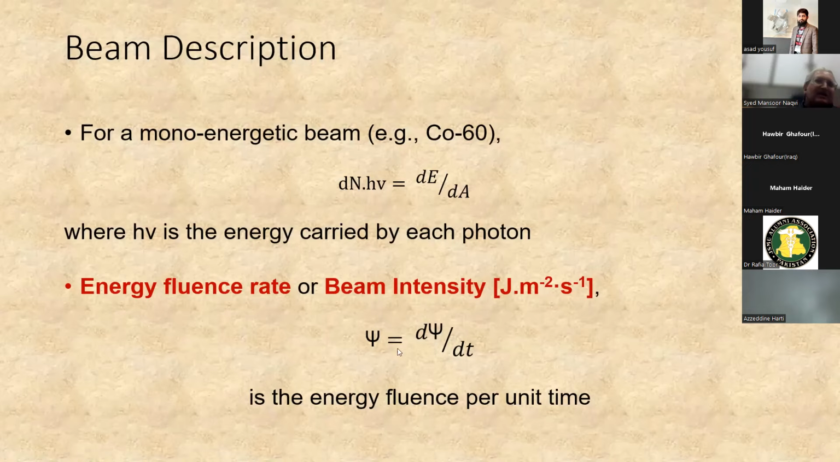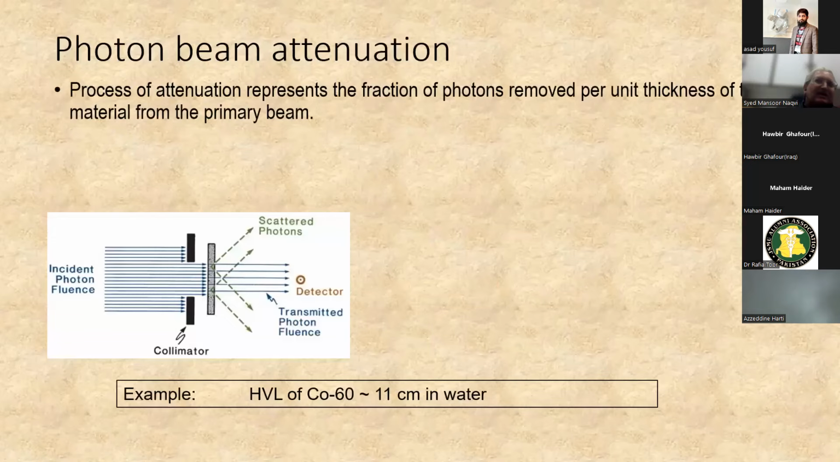Here h nu is the energy carried by each photon. So the energy fluence rate is given by the differential of the energy fluence per unit time. Now consider photons interacting with a medium, an attenuating medium which attenuates the photons. The process of attenuation represents the fraction of photons removed per unit thickness of material from the primary beam. The detector is placed in such a way that it will not detect any scattered photons. Consider it as a monoenergetic beam.